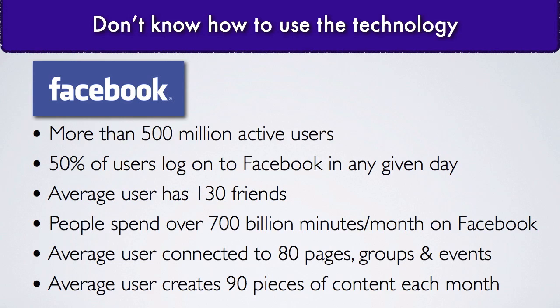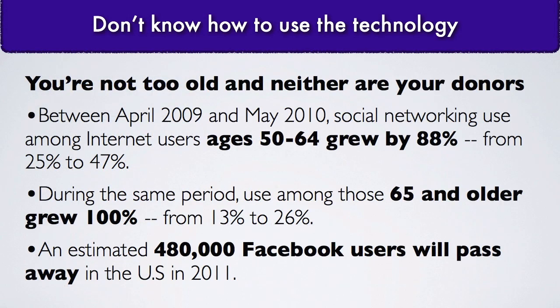Sometimes I hear people say, our donors are too old, or I'm too old to do this. These stats really kind of blew my mind. Between April 2009 and May 2010, the age group 50 to 64 grew by 88% on social media networks. That's huge, up to 47%. For 65 and older, grew by 100%. But here's the incredible thing. This year, they estimate 480,000 Facebook users will pass away. And so my question is, what are they going to do, like a status update thing? You can say, I'm in a relationship, I'm single, I'm live, I'm dead. There's going to be all these accounts out there.